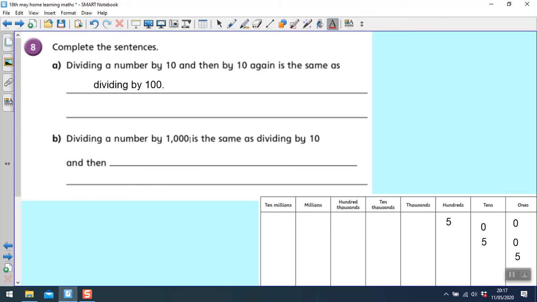Dividing a number by 1,000 is the same as, so if I start with 5,000, if I divide it by 1,000, I'm going to move it 3 places to the right. 1, 2, 3. So I'm going to get 5 ones. So dividing a number by 1,000 is the same as dividing by 10 to get 500. And then what? You could say and then by 10 and then by 10, or and then by 100.